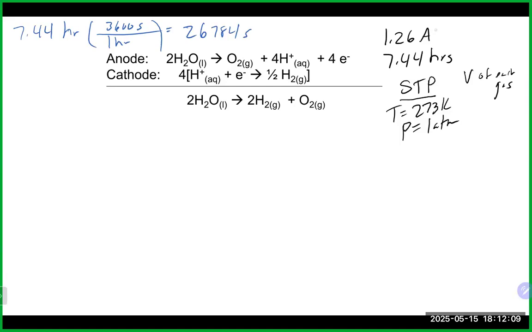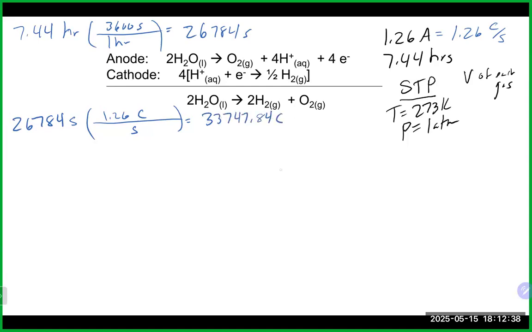26,784. This again is 1.26 coulombs per second. So that's really going to be my first time. I'm going to multiply those guys together, and that's going to give me really my unit of charge for this cell. So 1.26 coulombs per second gets us 33,747.84 coulombs. Remember, at this point, we're going to use Faraday's constant to convert us into moles of electrons.